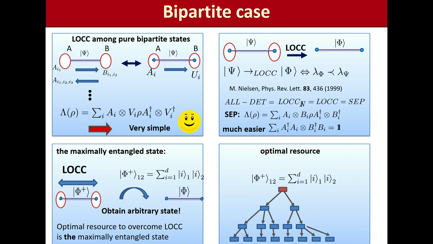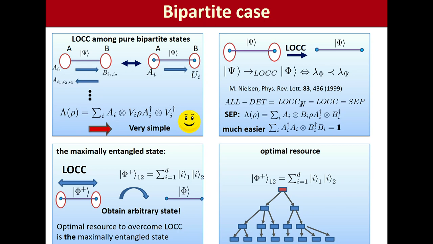So this means that if you want to do whatever with a bipartite state, the best thing is to start with the phi plus state, because once you have it, you can do with your free operation whatever you want. You can first transform phi plus to your desired state phi, and then work with this phi, if it has some particular kind of application. Okay, so this is very nice and closed.